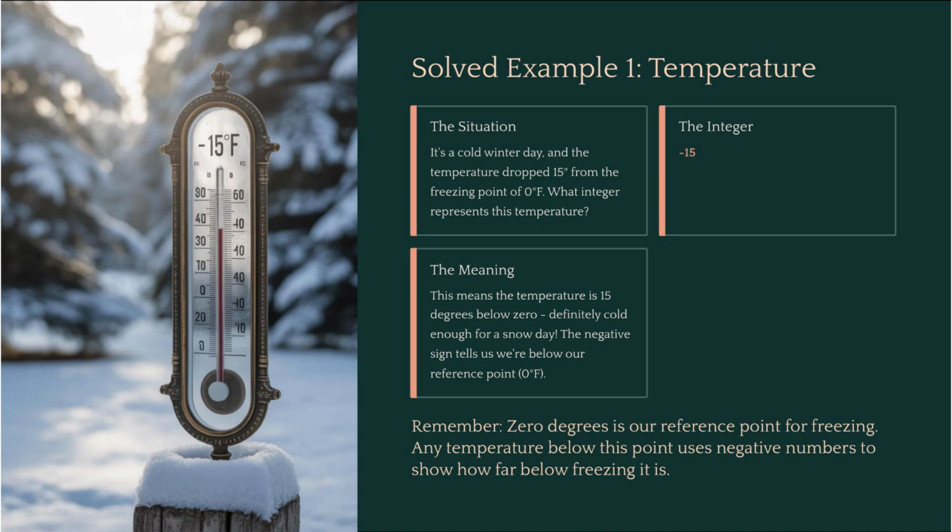Let's look at a simple temperature example in example 1. If the temperature dropped 15 degrees from 0 degrees, we represent that change with the integer -15. The negative sign immediately tells us the temperature is 15 units below the 0 mark. It's a quick way to communicate the concept of being below freezing.